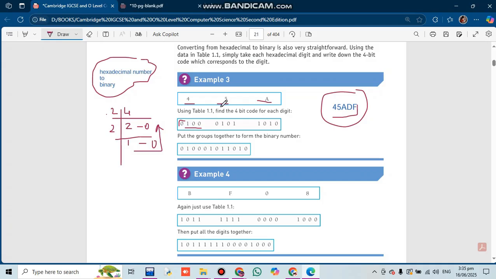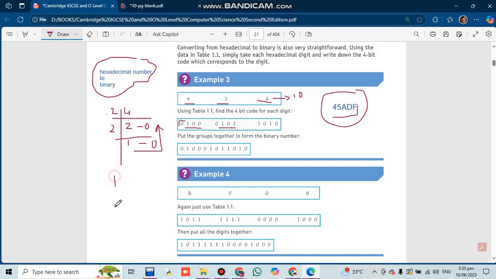The same thing for 5: we take the binary of 5, so we get 0 1 0 1. Here we can see A, which means that it is representing 10. Alright, as I told you, A is represented by 10, B is represented by 11 and C by 12, and so on.